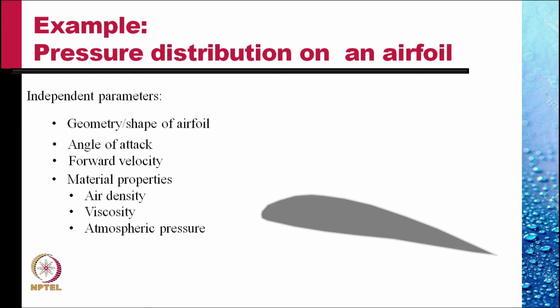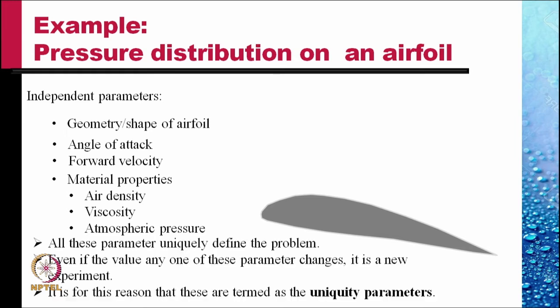These are all parameters. For a given problem, each one of them has one value. And all these parameters uniquely define a problem. Even if the value of one of these parameters changes, it's a new problem, a new experiment altogether. It is for this reason they are termed the uniquity parameters. They define the uniqueness of the problem.